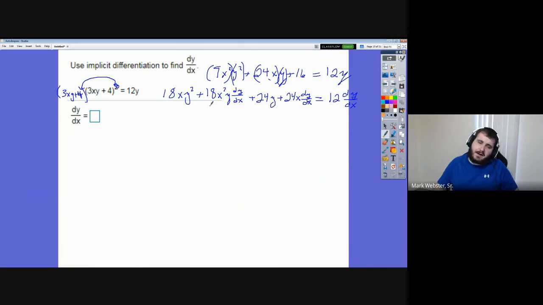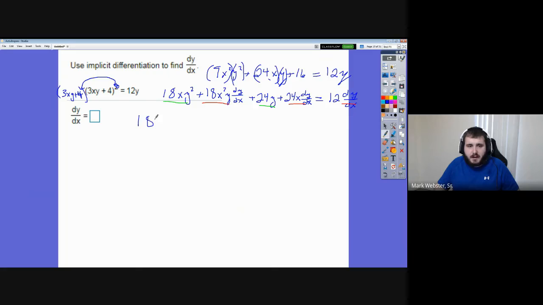And now get all the dy dx's on the left, get everything else on the right. Or if you want to do it the other way, you can do that too, but I like dy dx on the left, everything else on the right. That's my way. So we got this one, and this one, right? Also, this one, and this one. They have the dy dx, move them over to the left. This one and this one do not, so we'll move them over to the right.